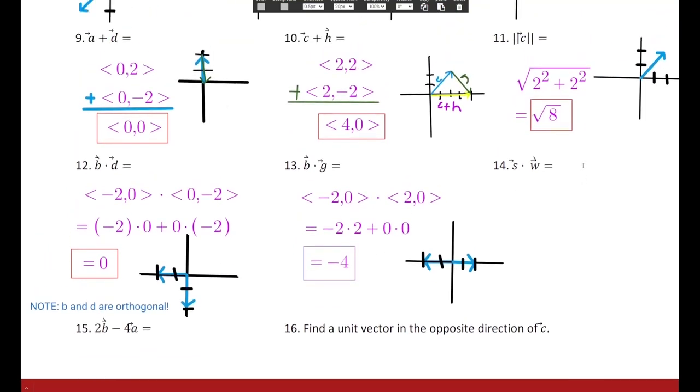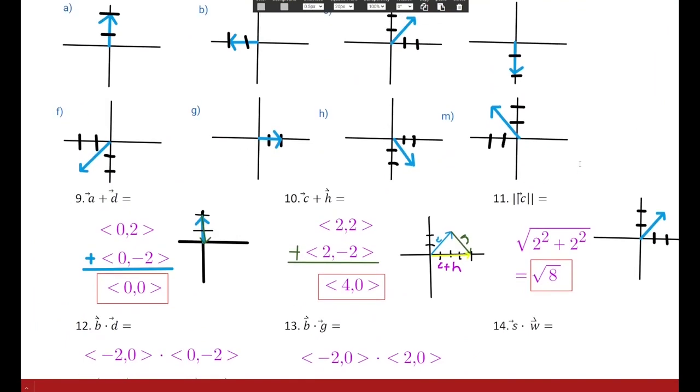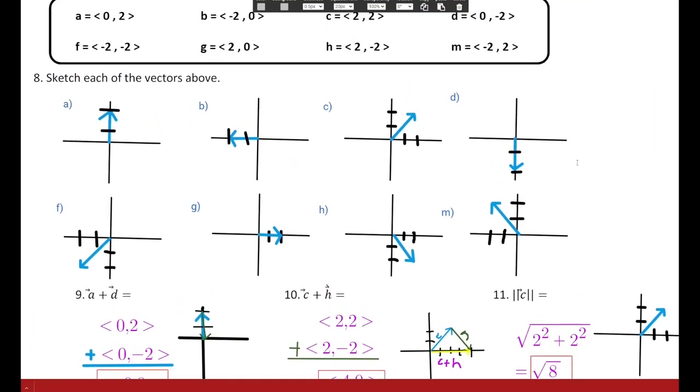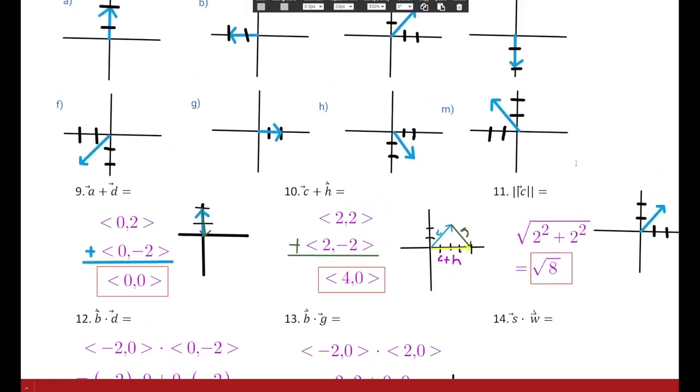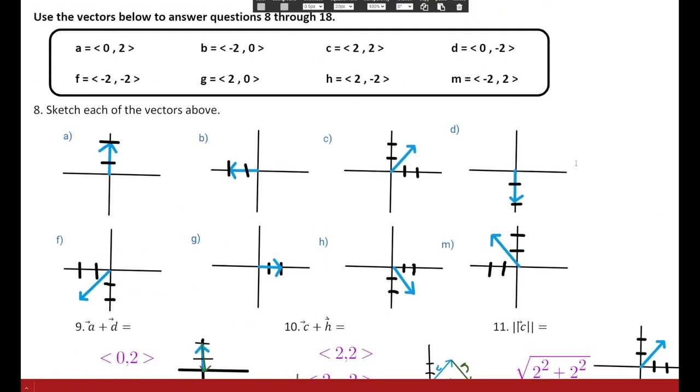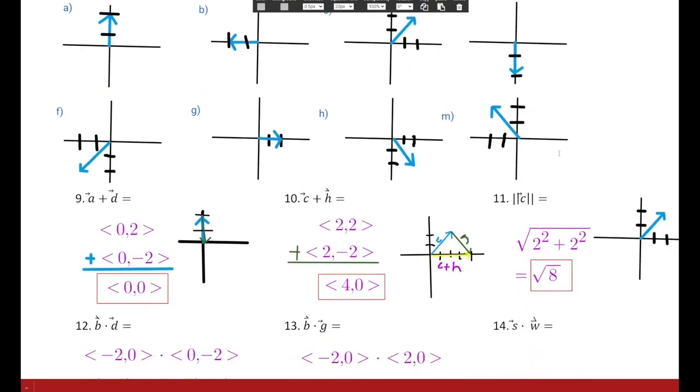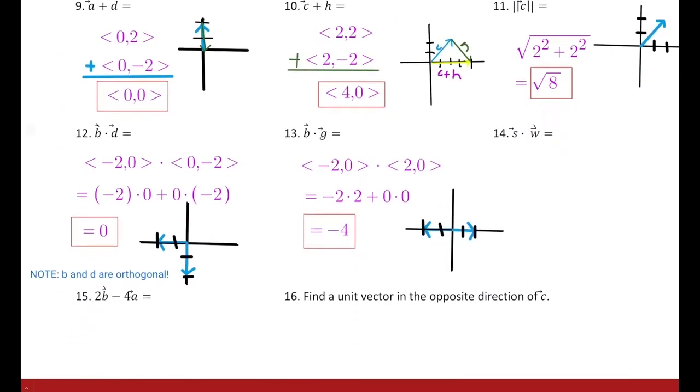Now 14 is S times W. All right, well, there's no S and there's no W here. So, all right, well, forget about it. I guess we're just going to omit this one.